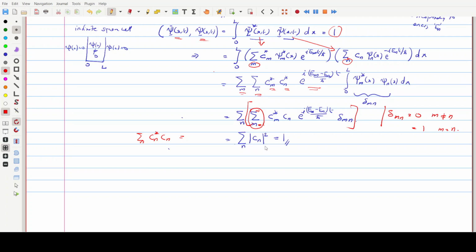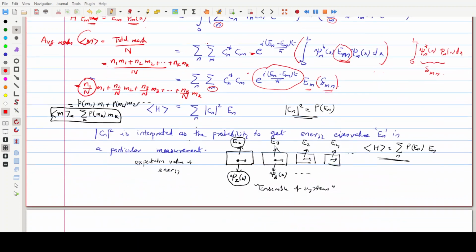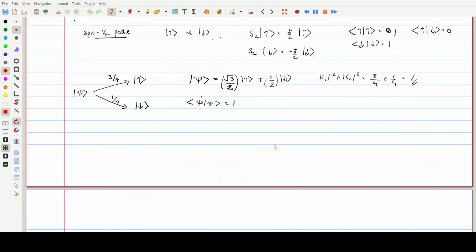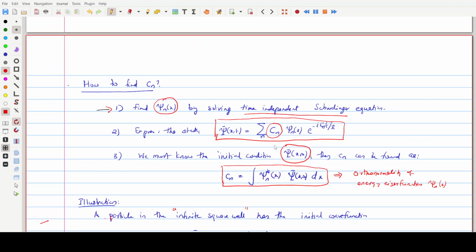So if we have the many possible eigenstates psi 1, psi 2, psi 3 up to psi 10, and only 10 states are possible, then if you sum the probabilities corresponding to all states, it must be 1. So that is what is written here: the sum over n of mod Cn squared must be 1. And after that, we have discussed how we can calculate the Cn for a particular problem.